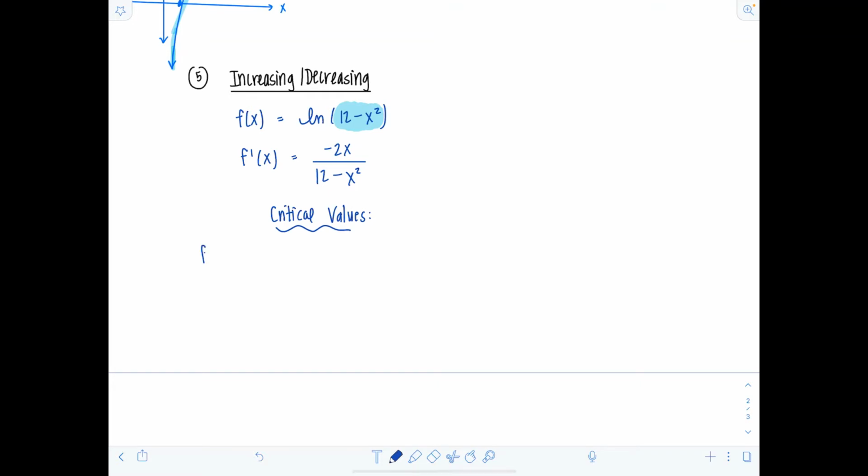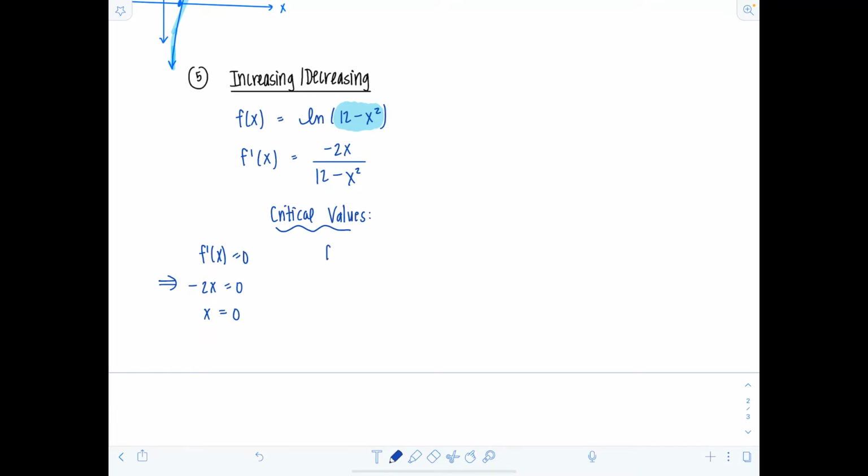They come from where? F prime of x equals 0. That would mean the numerator, negative 2x equals 0. That would mean x equals 0. So I've got a critical value right there. Where else do critical values come from?